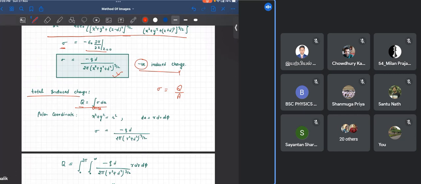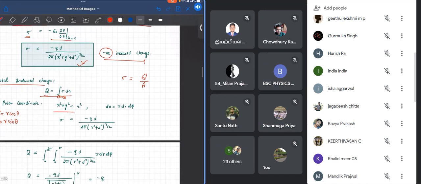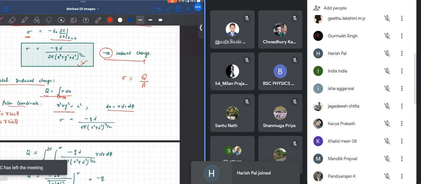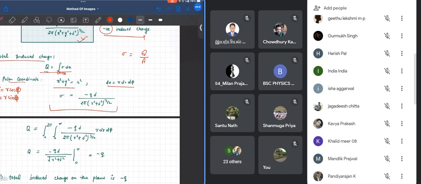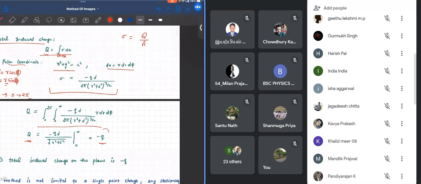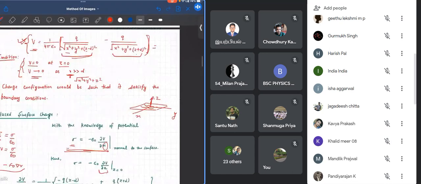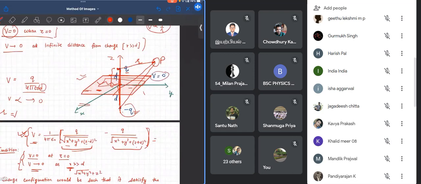Just to make the calculation simpler, we put it in polar coordinates, where x is given by r cos theta, y is given by r sin theta, and x square plus y square equals r square. In that polar coordinate, we can write our area element as r dr d phi. I just take it as d phi here. So this is our sigma, the surface charge density. The phi goes from 0 to 2 pi inside the integral, and r goes from 0 to infinity, and we just integrate it. So the total charge that is induced is minus q. And this is the same charge that we initially took, just to put our potential zero here.